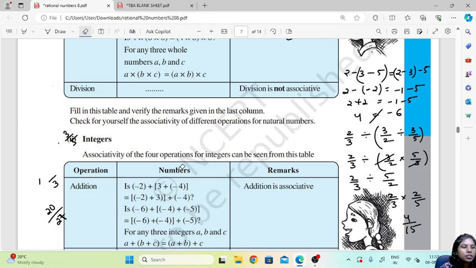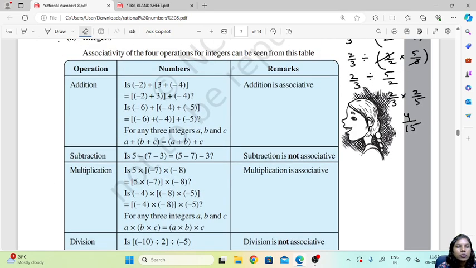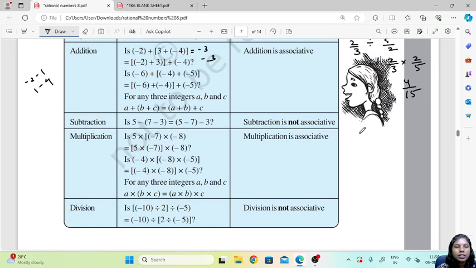Okay. Next, let's look at the integers part of it quickly. So see now, here we have minus 2 plus 3 plus minus 4. So here the answer will be what, right, minus 2. This will become minus 1 and minus 2 plus into minus. This is plus into minus, minus 1. So answer will be minus 3 here. Now let's look at this one. Answer will be 1 plus into minus, minus 4. Answer will be minus 3 here. So addition is associative.